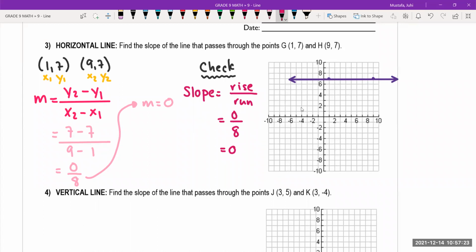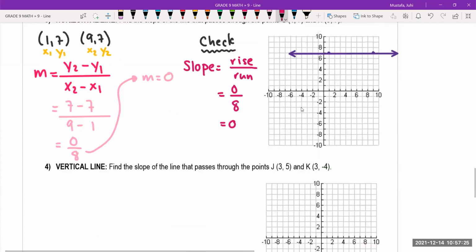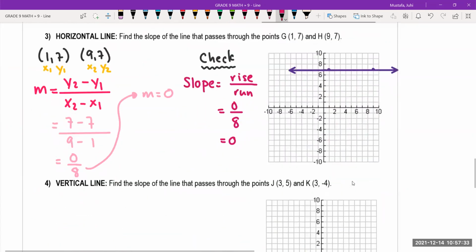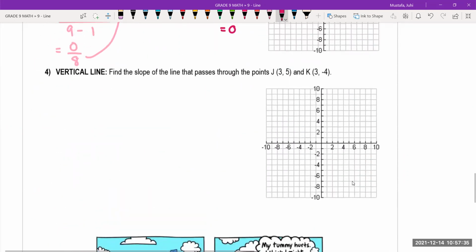All right, last question, vertical line. Just a reminder, when we looked at this graph, a vertical line has something called an undefined slope. Let's talk about what that means. So hopefully by the 4th example, you guys know what to do. We're going to take our 2 points and label them x1 and y1 and x2 and y2.